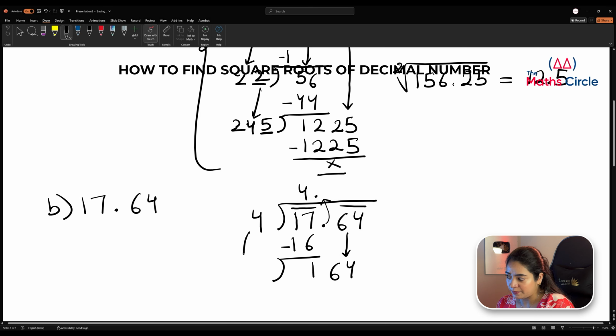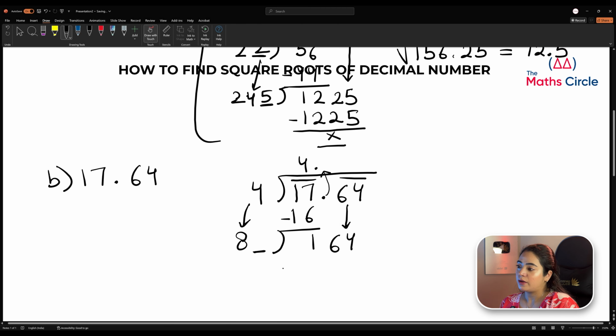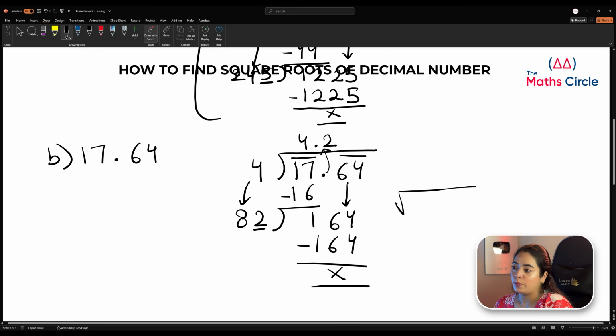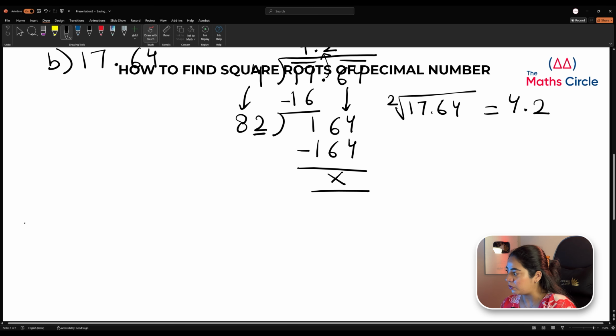Now I double it. It becomes 8. And here I need to find another number which will be squared and divide 164. So the number I can think of is 2. Multiplied by 2, it becomes 2 2s are 4, 2 8s are 16. I get exactly the same number, and the subtraction gives me nothing, which means I can say the square root of 17.64 will be 4.2.